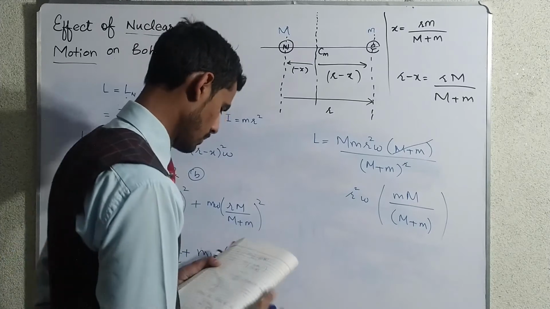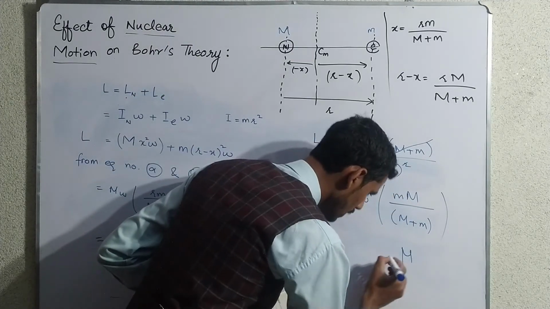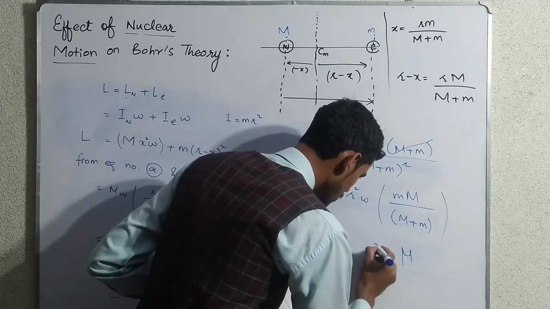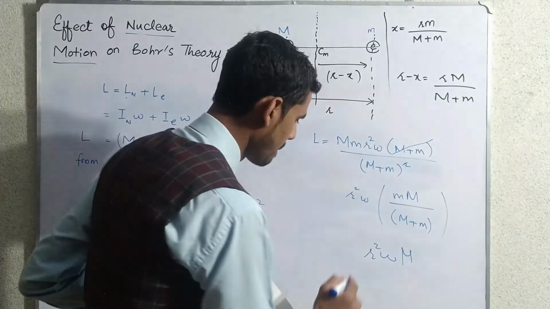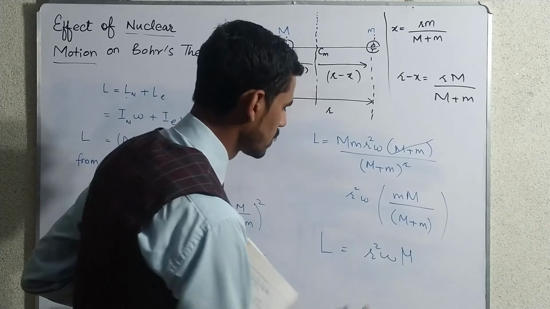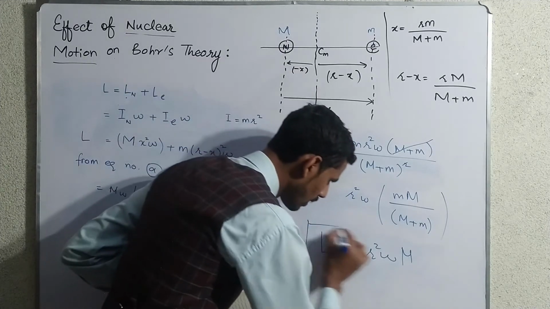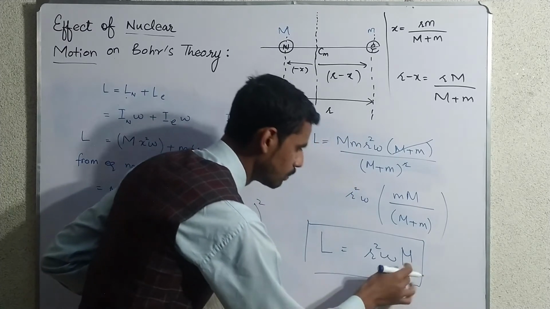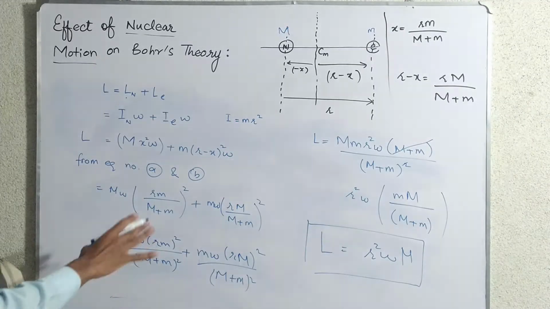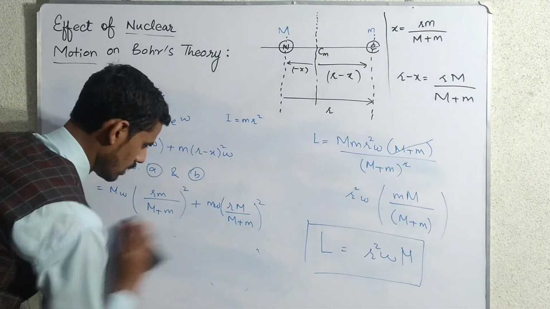and this term here is equal to mu, and it is r square omega into mu. L is equal to r square omega mu. So this is our equation, and what this mu is, let's see. So you have to write this down. I'm going to erase this first.